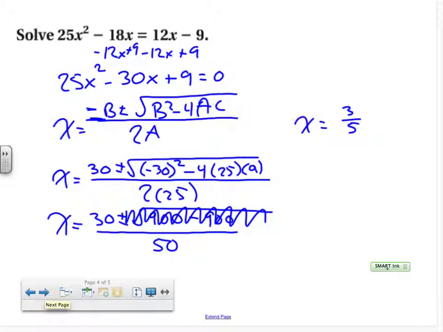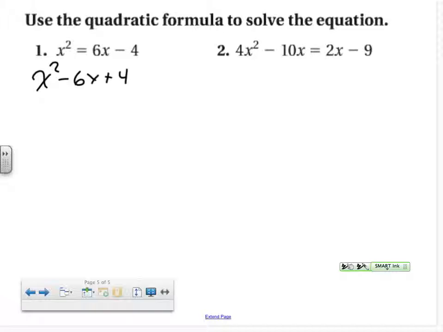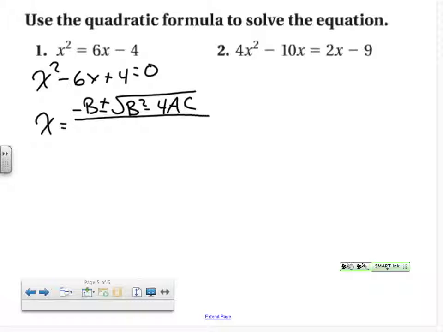All right, let's look at a couple more. Let's look at the left one first. We'll start by looking for standard form. So I'm going to get it equal to 0. X squared minus 6x plus 4 equals 0. All right, my quadratic. And I am singing it in my head, in case you're wondering.